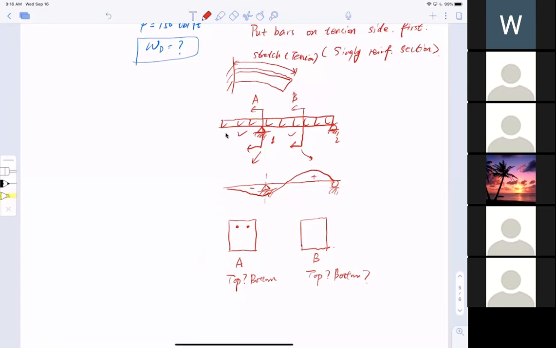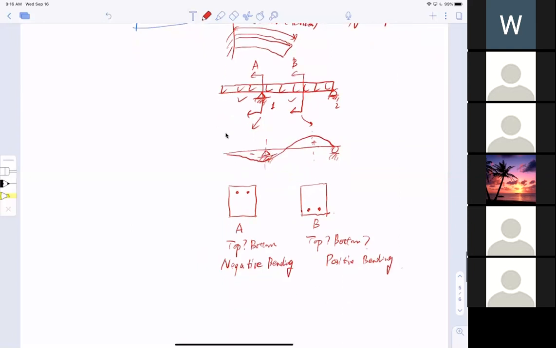here at section A is actually negative bending. That means tension is on the top. And observing my section B here, it is actually positive bending. That means tension is at the bottom. So essentially, when you decide where to put a bar, draw the moment diagram first.